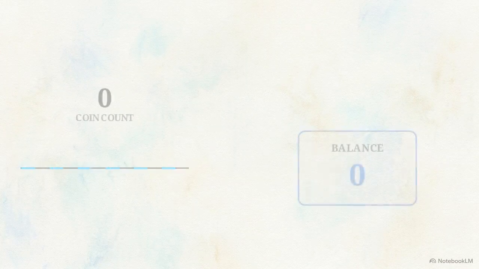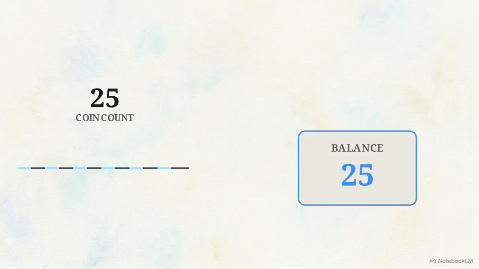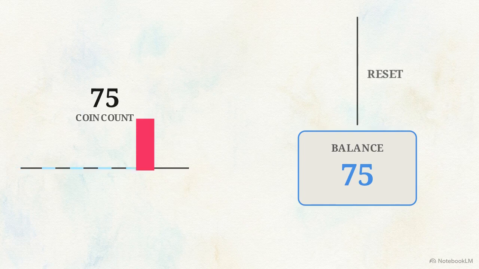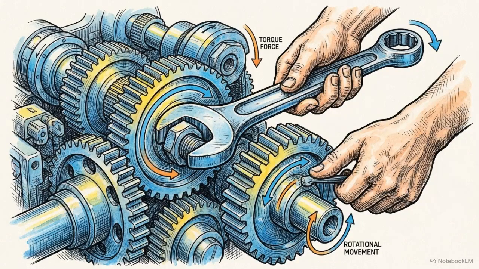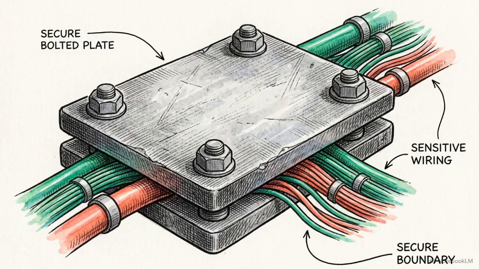To fix this, engineers added hard caps. The diagram shows a block dropping onto the data stream at 75 cents, rejecting further input. For the second flaw, reset lines were installed. A signal flashes, instantly wiping the balance to 0. Making a machine work is only half the battle. Real-world engineering is about strictly defining a system's boundaries so that it cannot be broken.